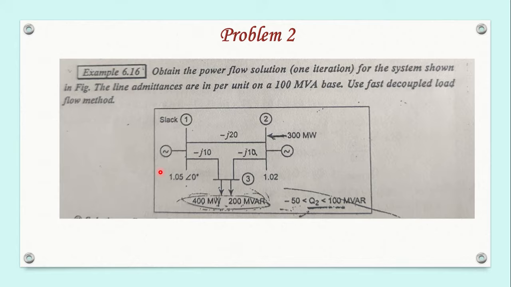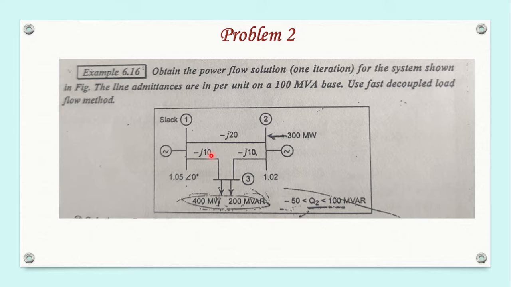And also, in addition to the bus details, the line details are also given. The admittance of each line is also given. And there are no shunt admittances, no line charging admittances are present in the system. So as the first step, we have to formulate the bus admittance matrix.